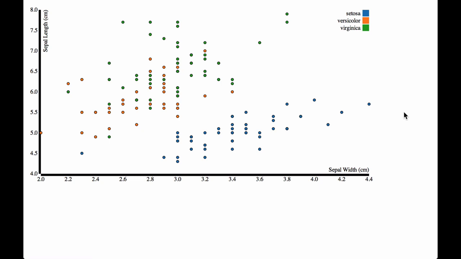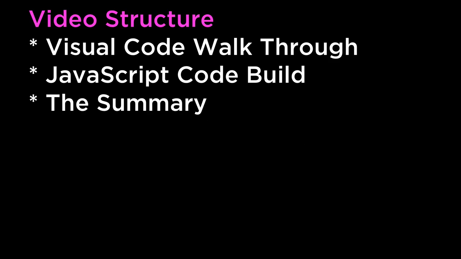We used data served from a web server and processed it through an asynchronous XHR call provided by the d3.tsv type-specific method. The summary: this video provided a visual code walkthrough, a JavaScript code build, and the summary.